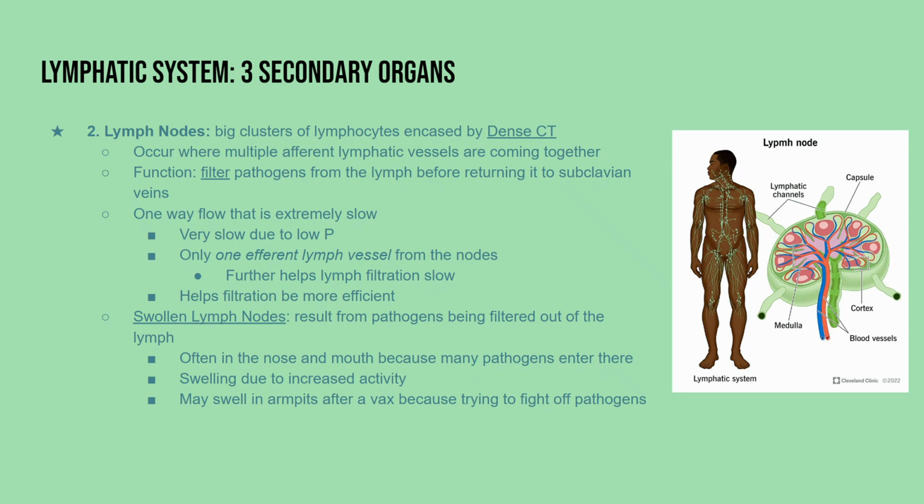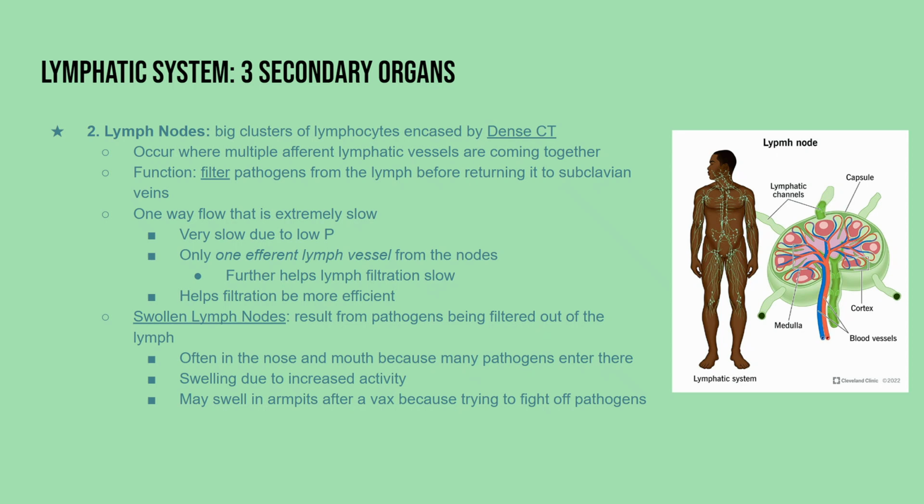So they're kind of at a junction of a bunch of lymphatic vessels coming together, and they filter pathogens from the lymph before returning it to the subclavian vein. So you can think of all the lymph kind of collecting from the capillaries. On the way back up to the subclavian vein, it encounters some lymph nodules, and that's where we're filtering some pathogens out before returning the lymph back into the blood.